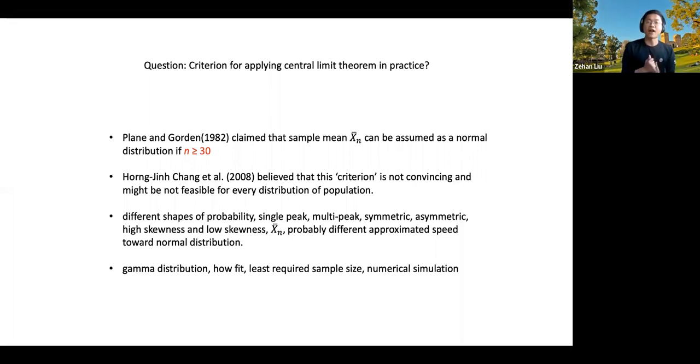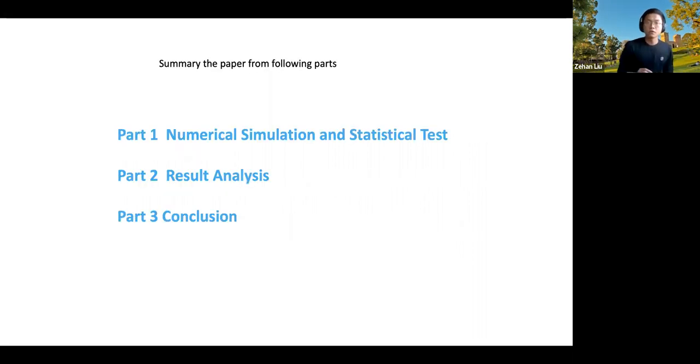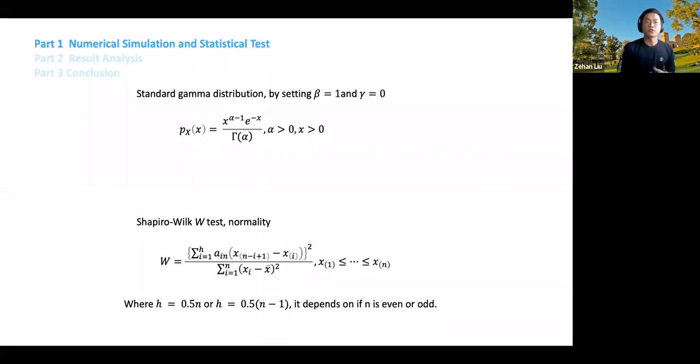And they also expect to find out the least required sample size for the gamma distribution. And they used numerical simulation techniques to achieve that. Next slide, please. Then I will summarize their paper in the following 3 parts. Next slide, please. First, the simulation and the statistical test.